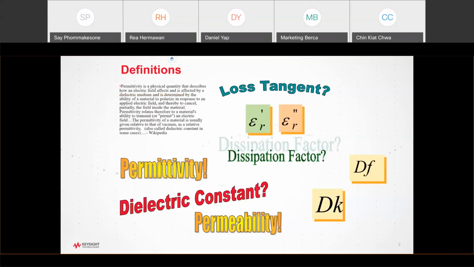So, definitions. There are many definitions like loss tangent, dissipation factor, DF, DK, permeability, dielectric constant, permittivity. There are many terms that you may come across, and many times they just mean the same thing. However, they have different ways of saying it. It depends on some people's preference. So with that, let's look at some of the basics.